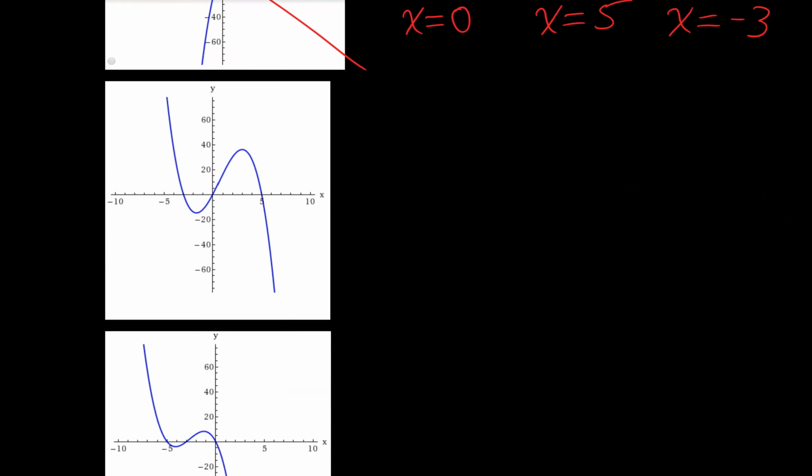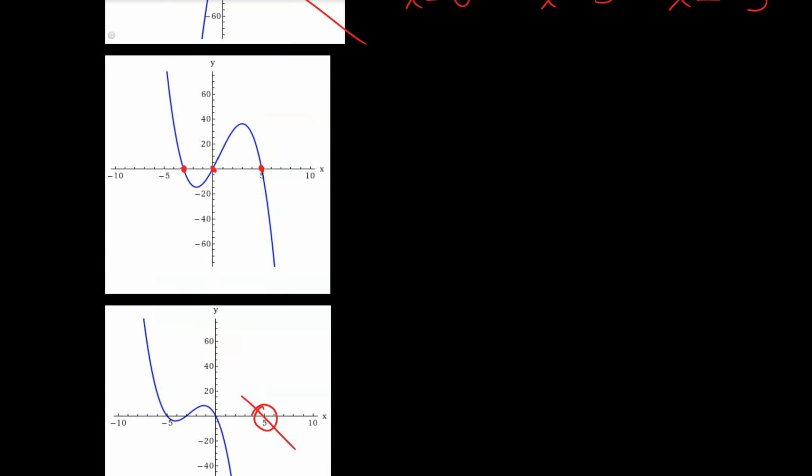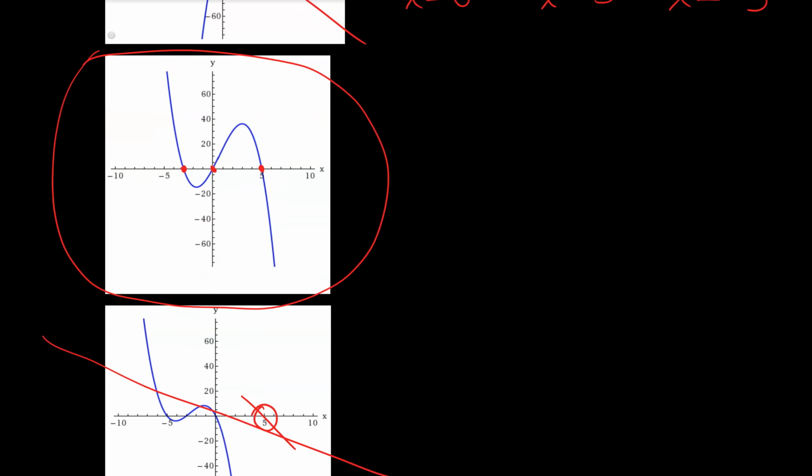So if we look at our two choices, this one has an x-intercept at negative 3, at 0, and at 5. So as long as the other one doesn't have that, then we're good to go. So let's look at where our x-intercepts are on the other one. Okay, so it does not have an x-intercept at 5, so that one's not the graph. Okay, so the one we want is graph number 3.